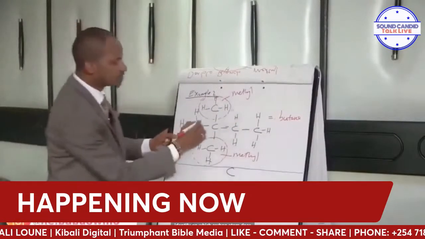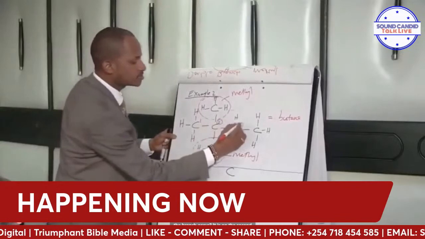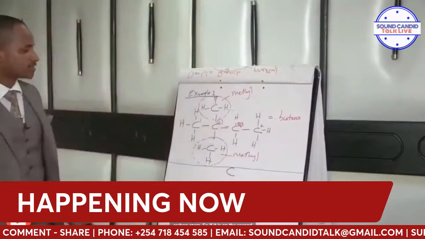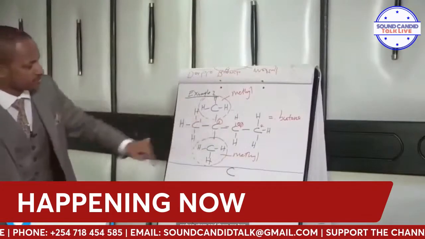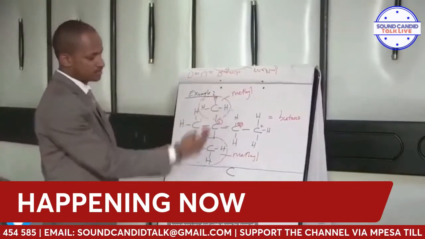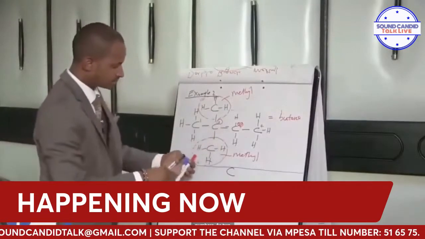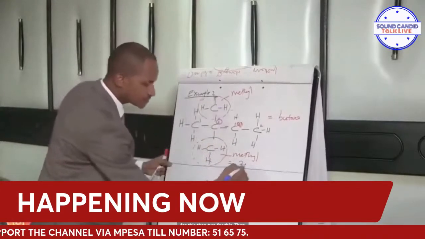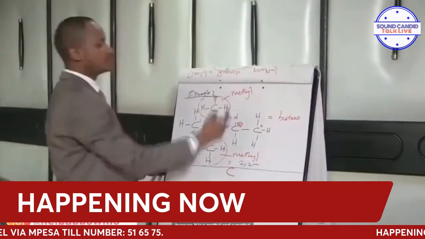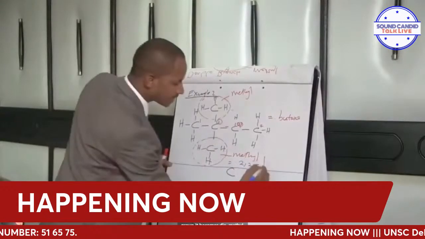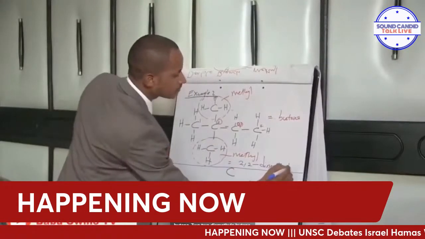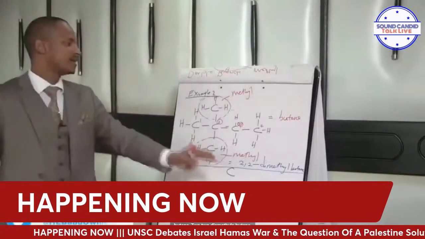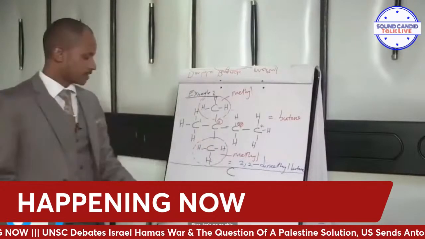Then identify on which carbon atom the branch occurs. It is on the second carbon atom. So if it is on the second carbon atom and there are 2 branches, you deal with them in form of numbers as 2 for this, then 2 for this. Then because it is a methyl and a methyl group, it becomes dimethyl butane. 2,2-dimethyl butane.